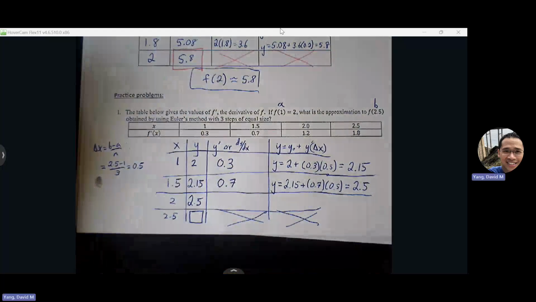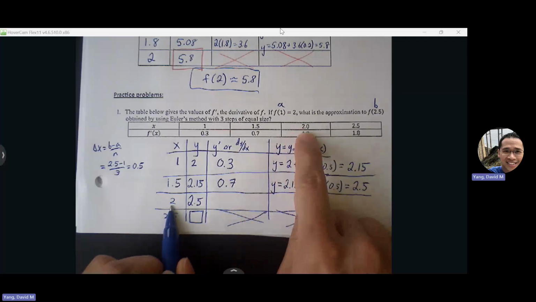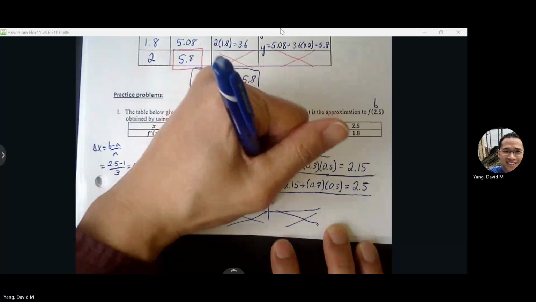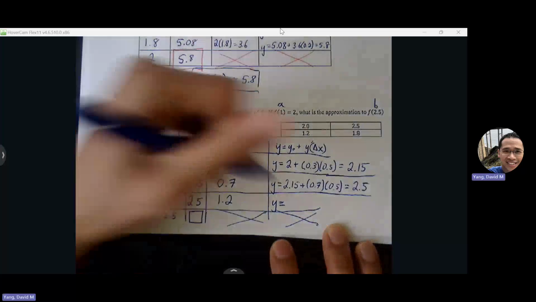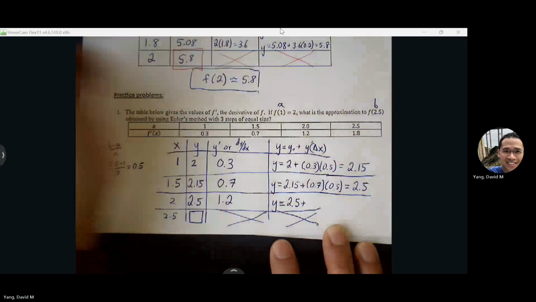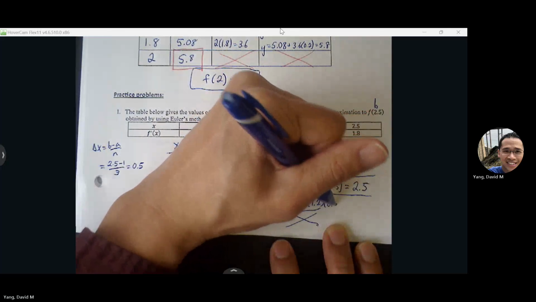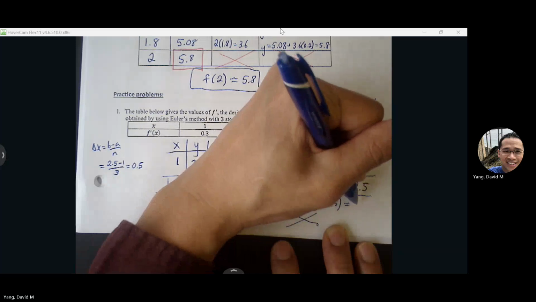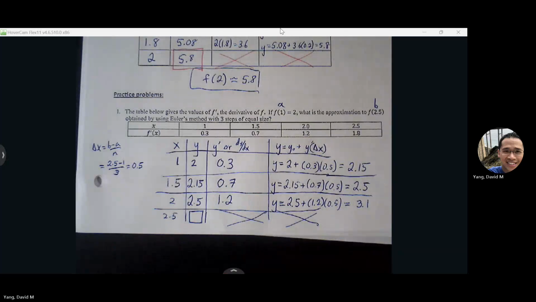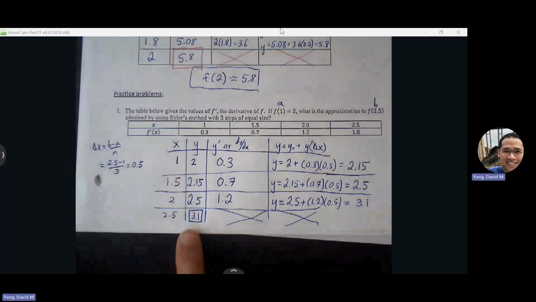We have one more row to get through. Now we want to find out the slope at 2. Slope at 2, the table gives us 1.2. And then go through our process one more time. And there's our answer.